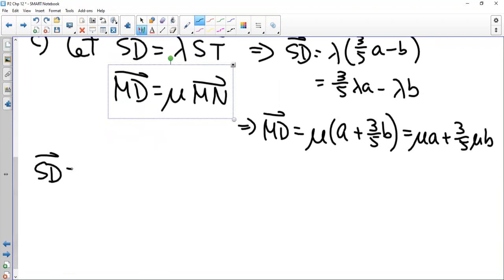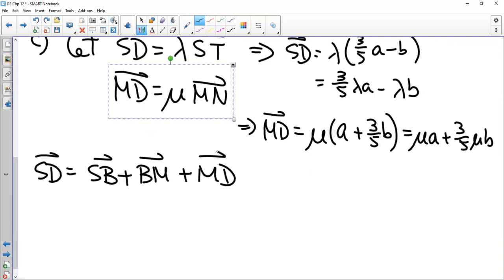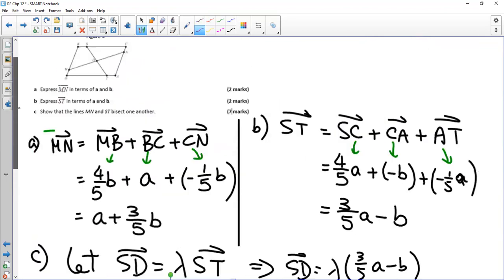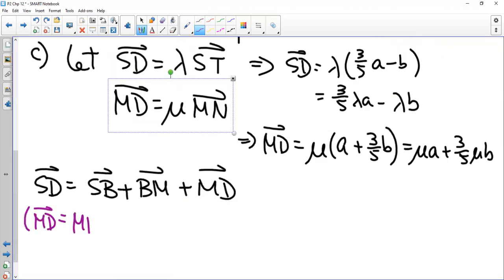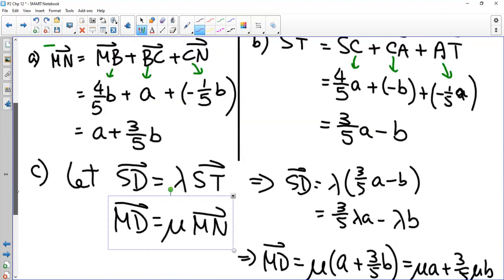The next step, we're going to merge them together, so we can rewrite SD. So if you start with SD equal, you get SB plus BM plus MD. Now, second version, if you do MD, you can do that as well. So MD would equal MB plus BS plus SD.